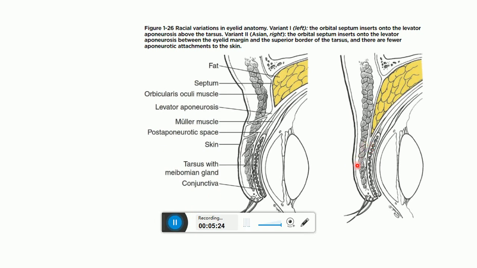in this case there are fewer attachments to the skin and there is no crease. In this case there are a lot of attachments to the skin, so here a crease is formed at the superior border of the tarsal plate.